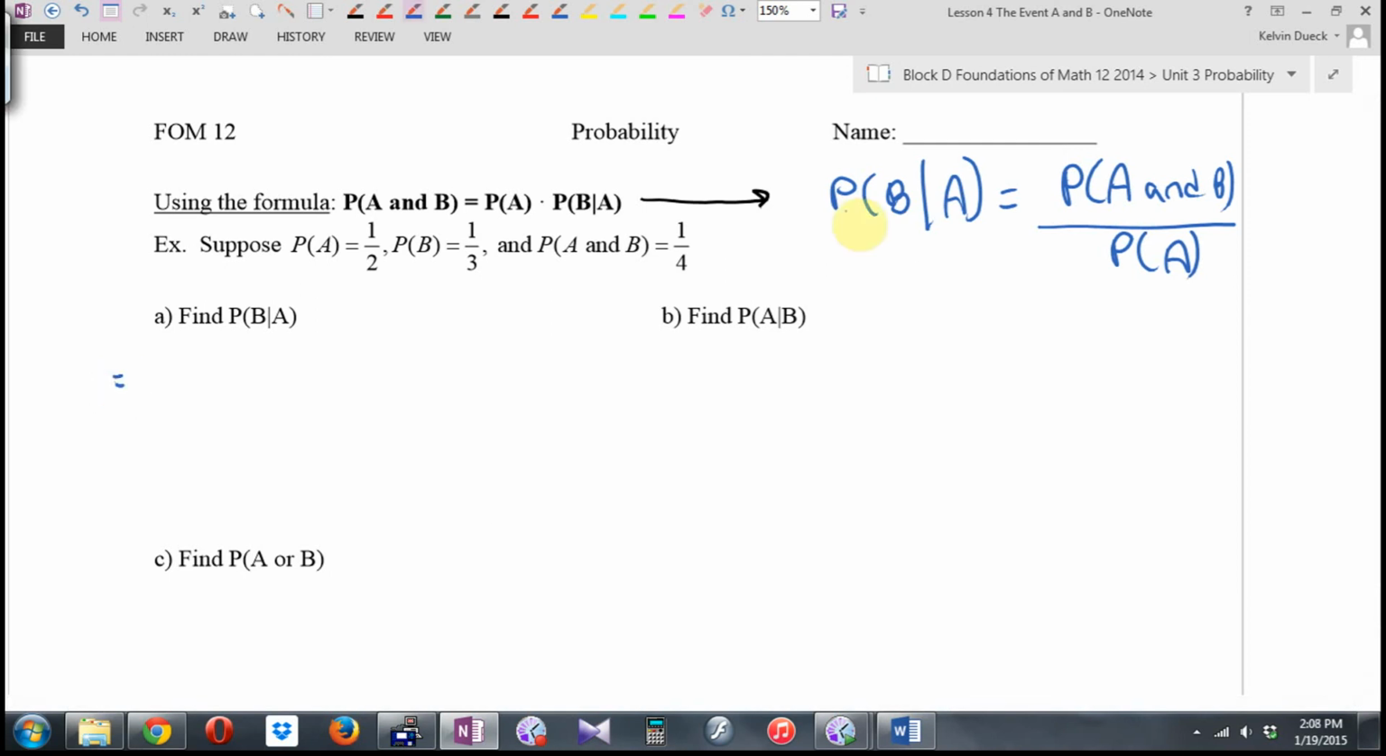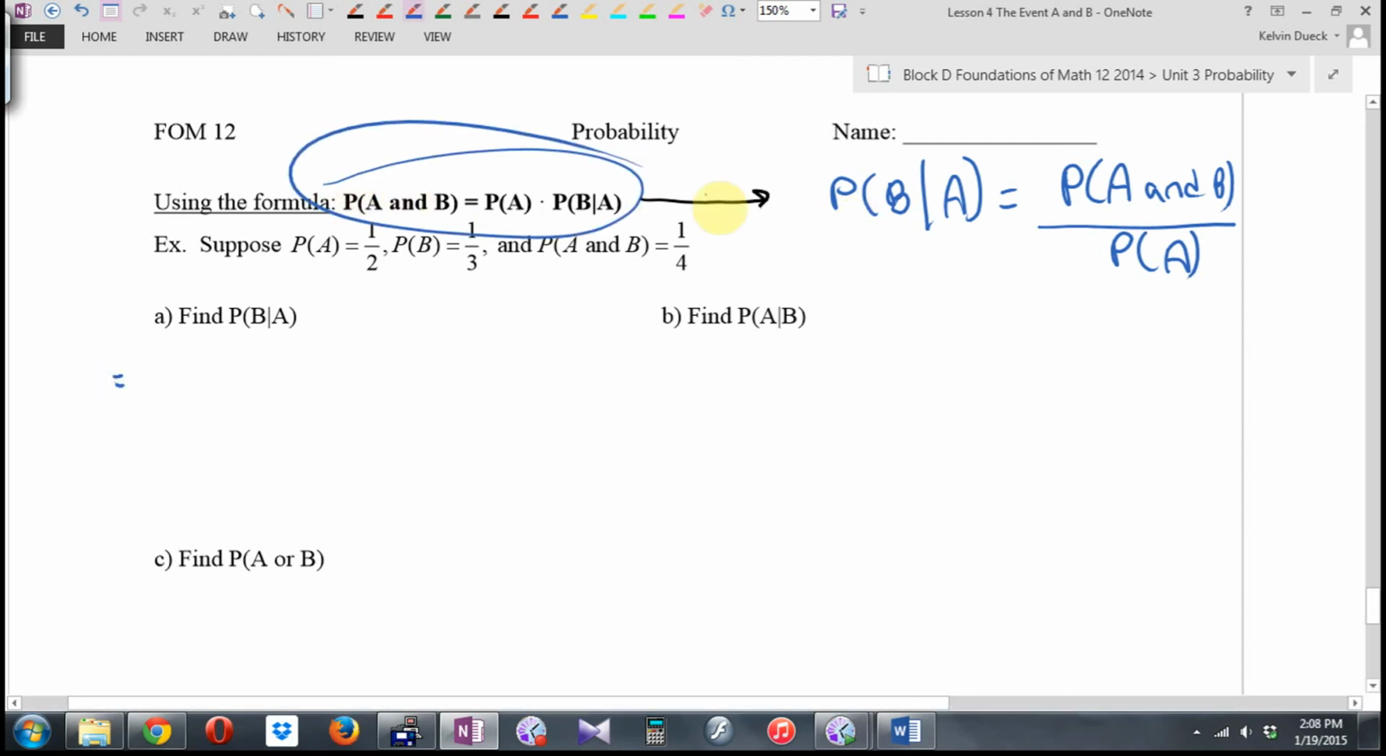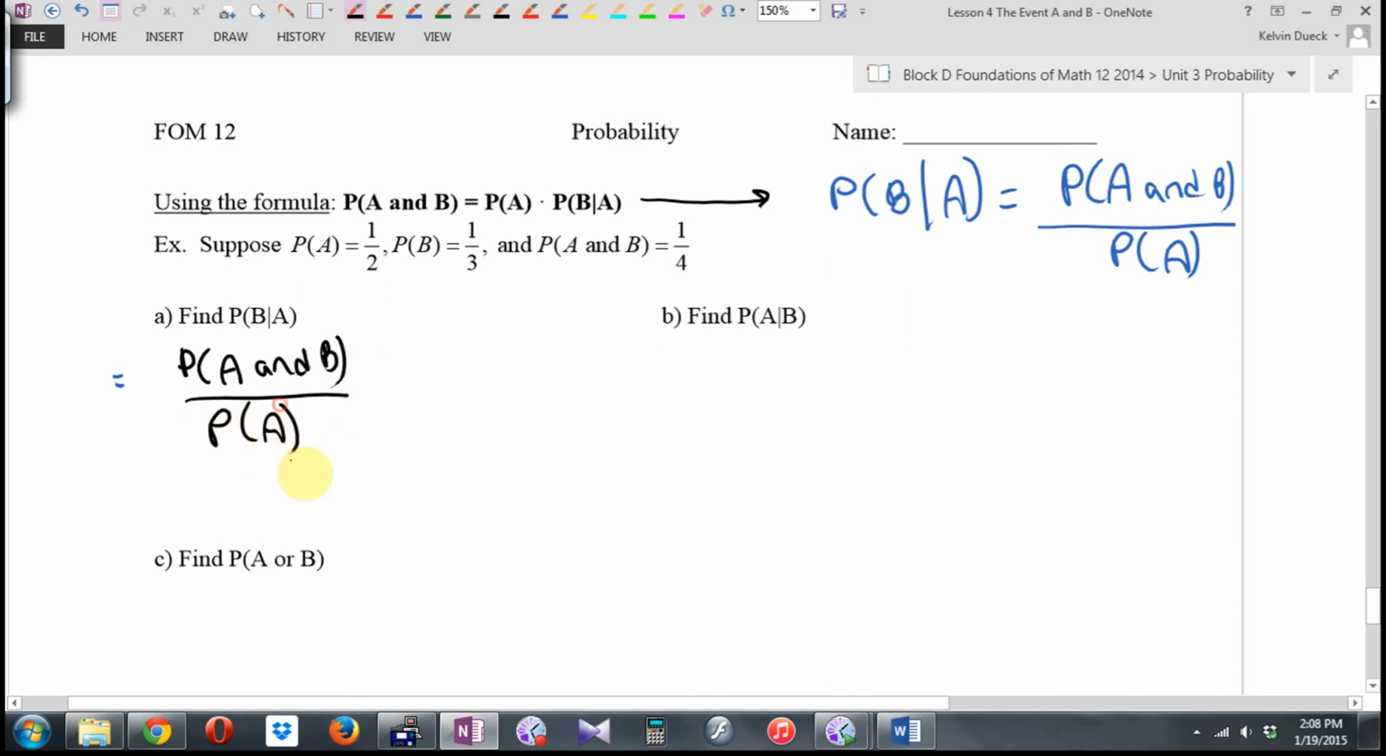Okay? So another way to take this equation and use it formulaically is to get any one of these by itself. So probability of B given A, well, that's going to be probability of A and B over the probability of A. Did they give me A and B? Over? I think the answer is going to be a half, but double check me.